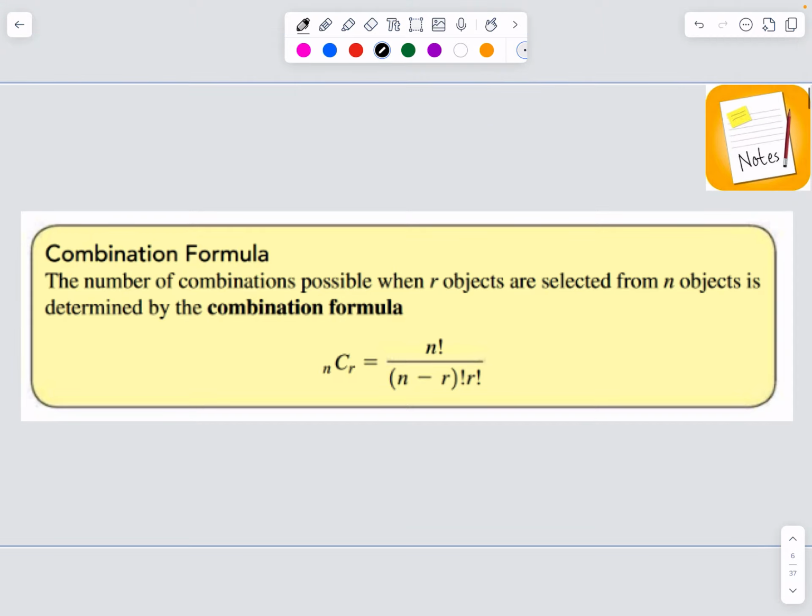And this is how we will be calculating our combinations. This is our combination formula. You can see that it is very similar to our permutation formula with our n factorial on top. That's all of the options we have. The difference between n and r factorial, but we have the additional multiplication of r factorial in the denominator. And this allows us to calculate that the order does not matter in a combination.